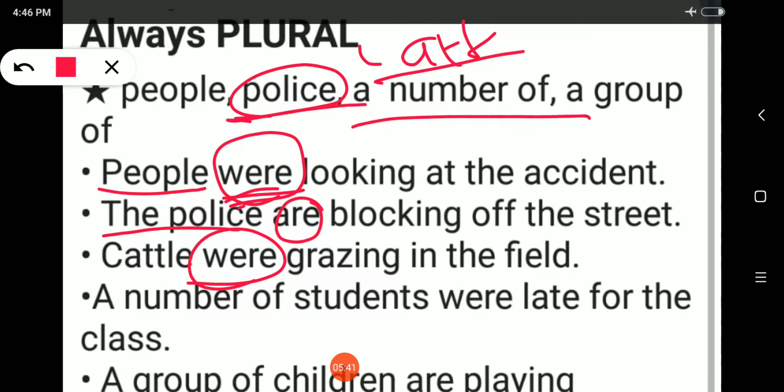Next one, a number of. A number of students were late for the class. So number of, what is the verb? Were, it is a plural verb.